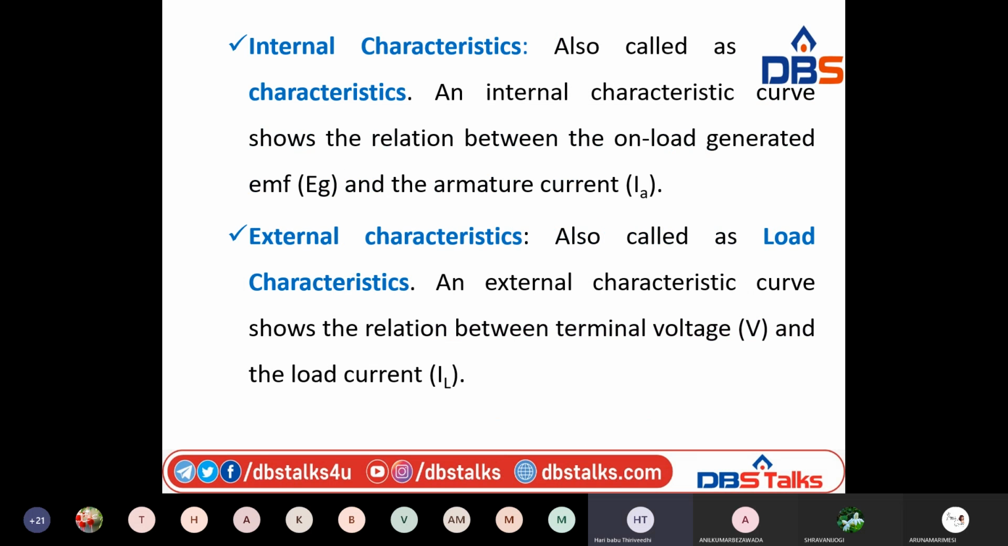Then load characteristics. Load characteristics are nothing but the internal characteristics and external characteristics. The internal characteristics curve is a relation between the generated EMF and armature current, whereas the external characteristics are terminal voltage versus load current.